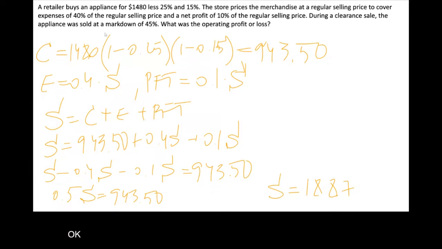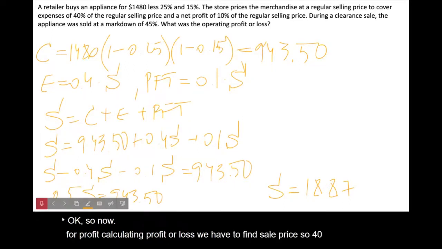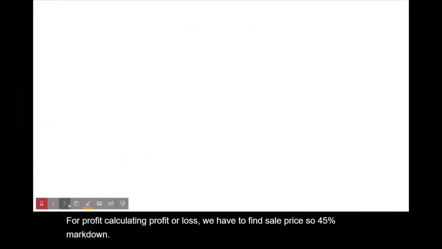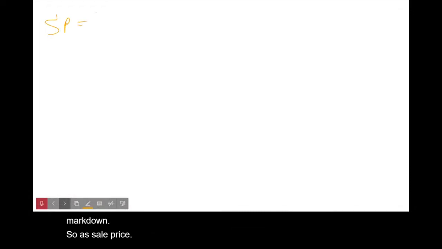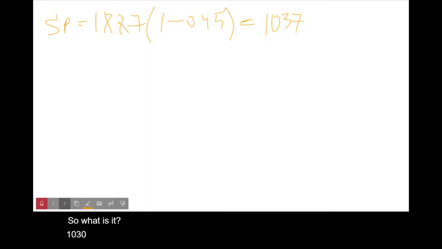Okay, so now before calculating profit or loss, we have to find the sale price. So 45% marked down. The sale price is 1887 times (1 minus 0.45). Okay, so what is it? That's 1037.85.